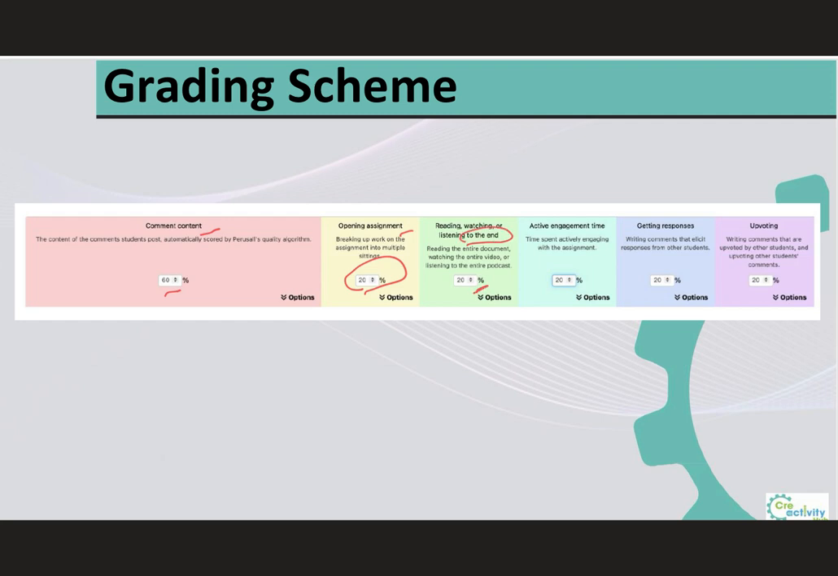If you're actively engaging with regards to time, so the more time you spend on it, and it means that it's not just opening it, you actually need to be doing things on the actual platform, you're going to get 20% of the grade. If you get responses, you also get 20% of your grade added to it. And upvoting is 20% of your grade. What's upvoting? Mainly it's actively participating in other students' posts and having other students participate and give feedback on your posts as well.